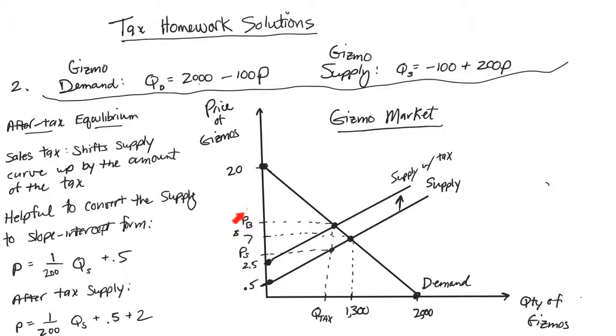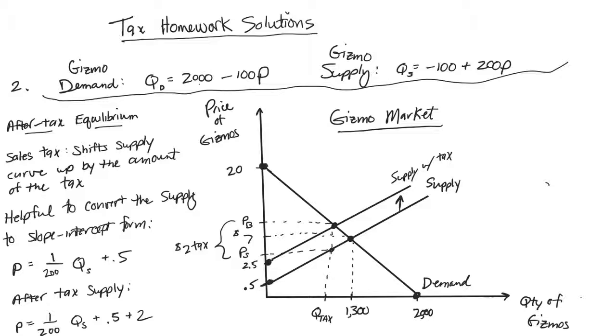Okay, so buyers pay this price here, but sellers don't get to keep all of this because they're responsible for sending the tax to the government. So they get to keep the price that sellers receive. I've called this PS. So they get to keep whatever the buyers pay minus the amount of the tax. So the difference between PB and PS is the $2 per unit tax.